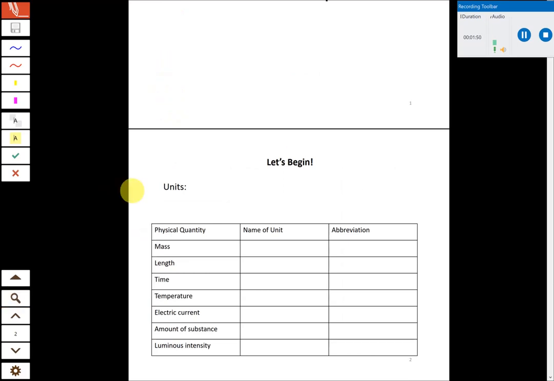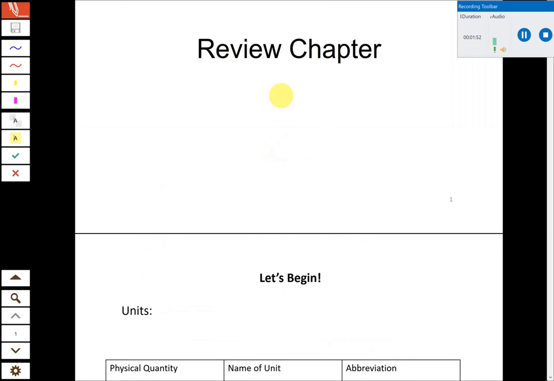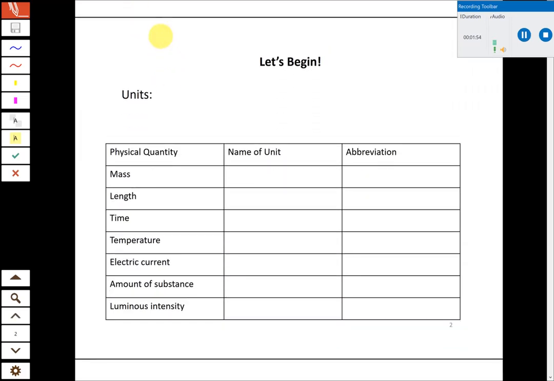So that's not what I meant to do. Hang on. Still need to relearn how to use the technology since it's been a while since I've done this.